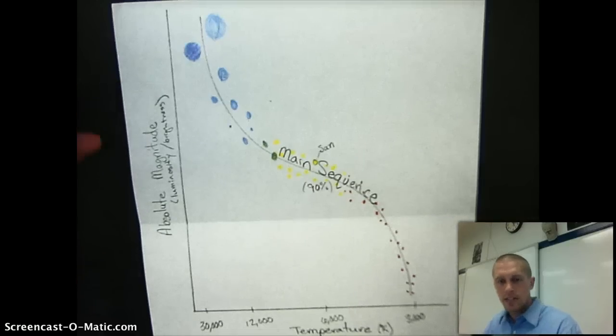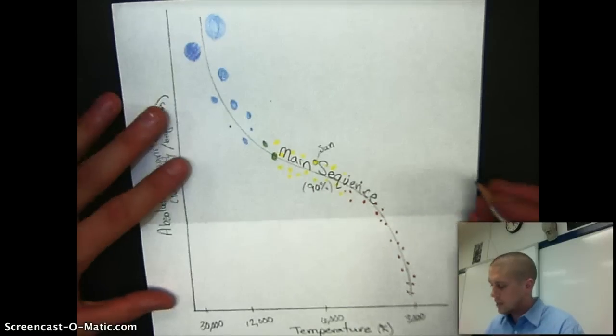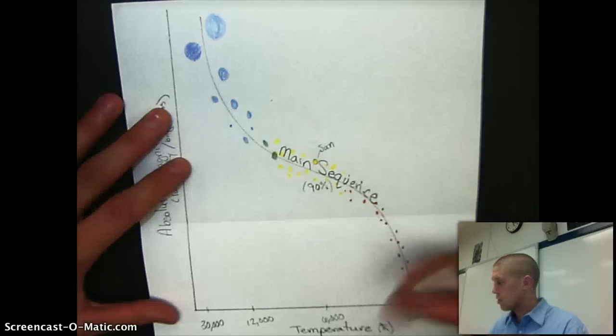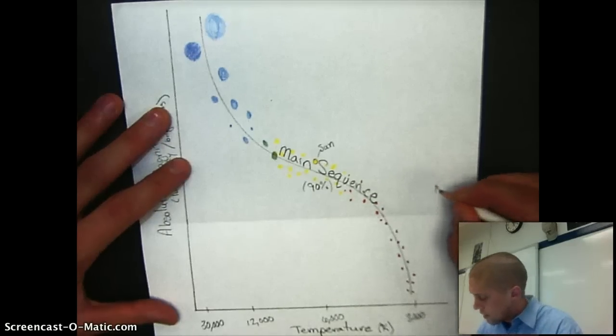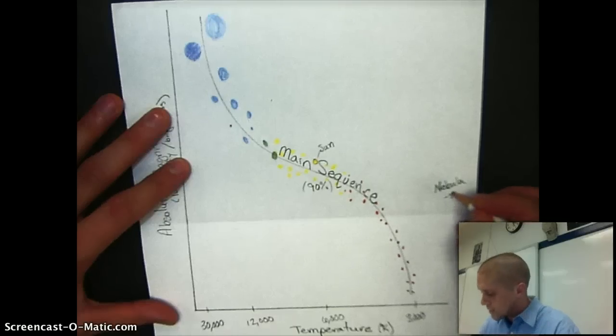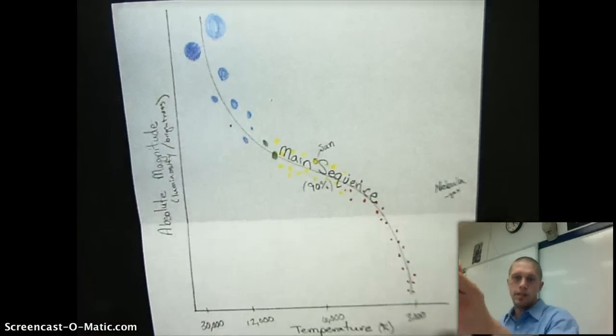A cloud of gas and dust doesn't really belong anywhere on this chart, but just for learning the diagram, I'm going to write it right here. Okay, so all stars begin as a nebula. That's just gas and dust.